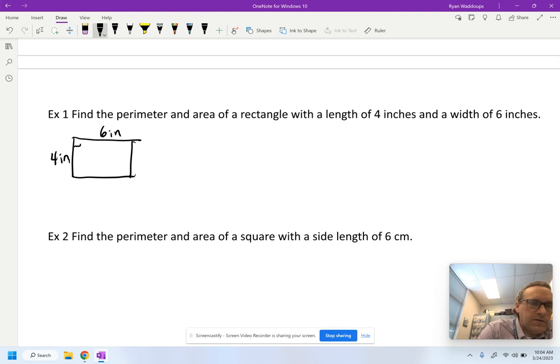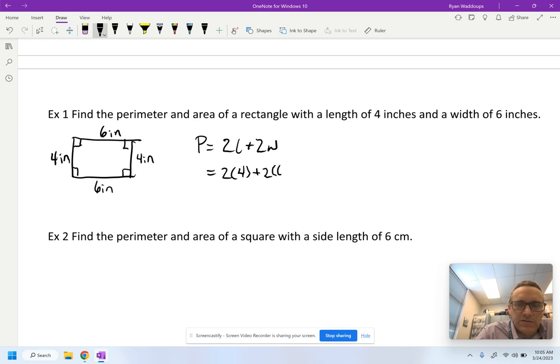So once again, rectangle, all of the sides are at right angles to each other. And if this is 6 inches, then this is 6 inches. And if this is 4 inches, then this is 4 inches. And the perimeter is 2 times the length plus 2 times the width, and they're calling the length 4. It doesn't really matter. 2 times 4 plus 2 times 6.